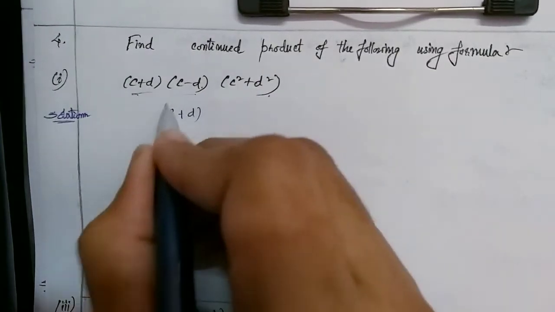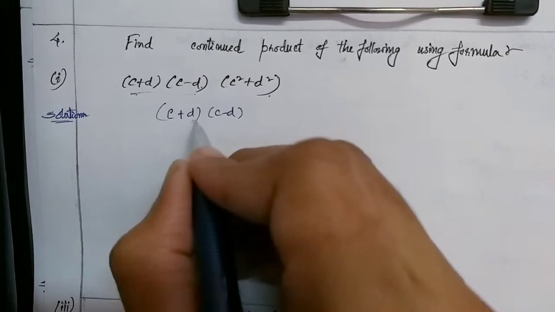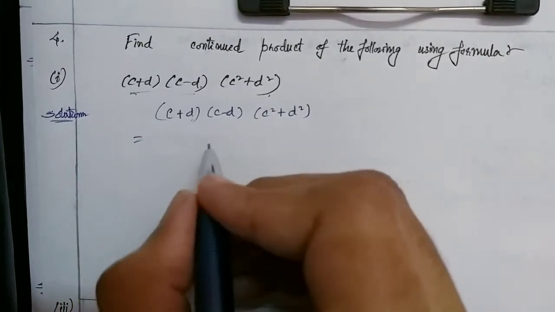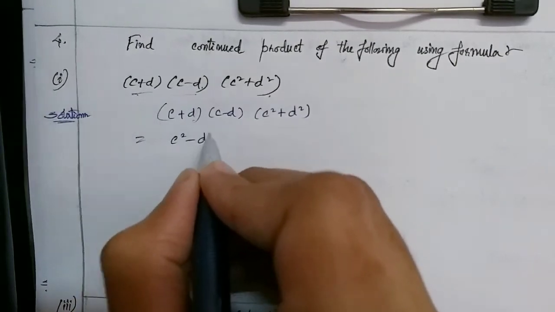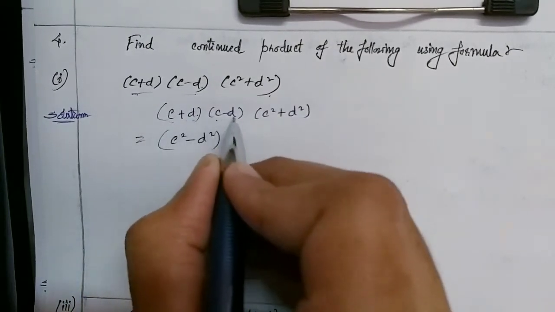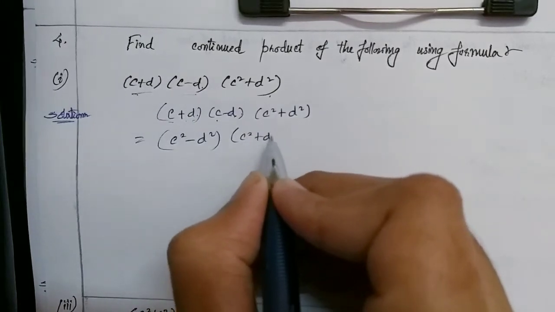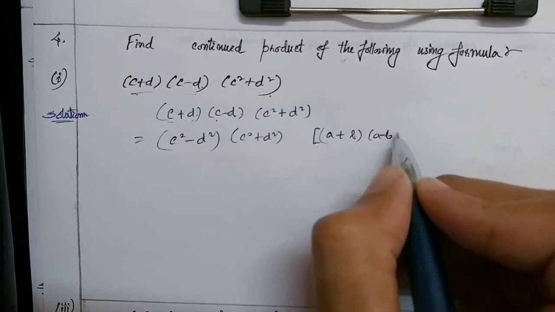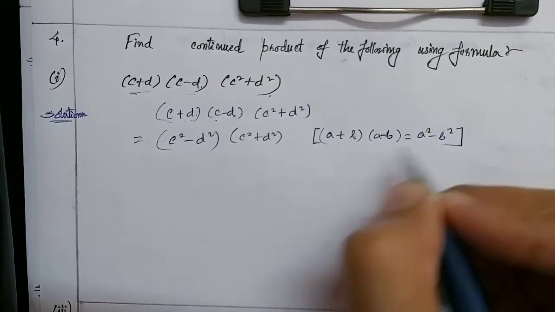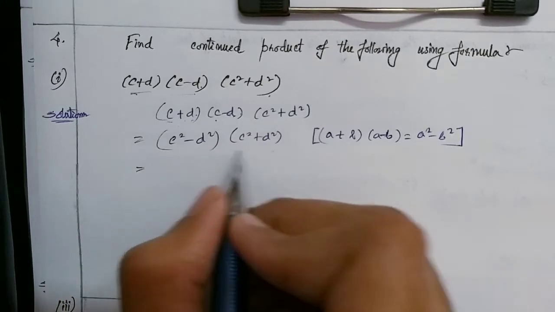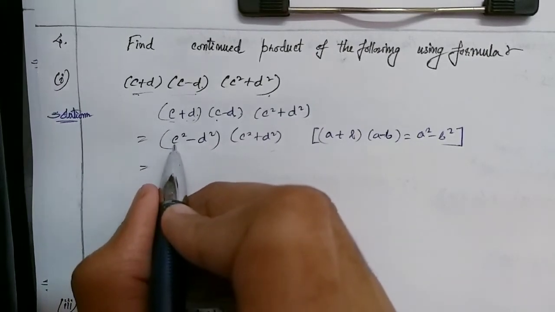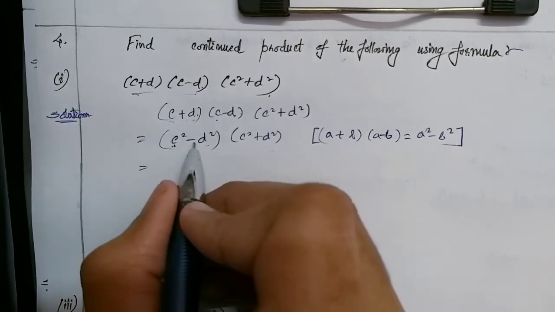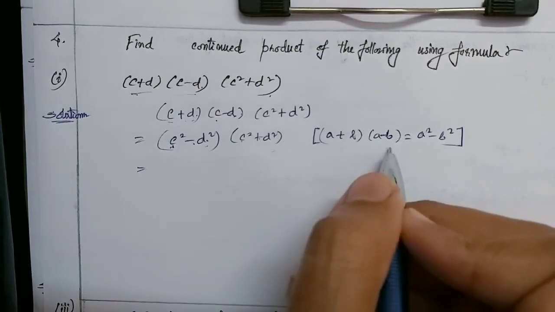So let us write down the question once again: (c + d) into (c - d) into (c square + d square). Now for the first two things, we are going to get c square minus d square. As you know, this is a + b and this is a - b. So mention the formula here: (a + b) into (a - b) is equal to a square minus b square. Now for the remaining part, you can see this c square as a whole behaves as an a and d square as a whole behaves as b.